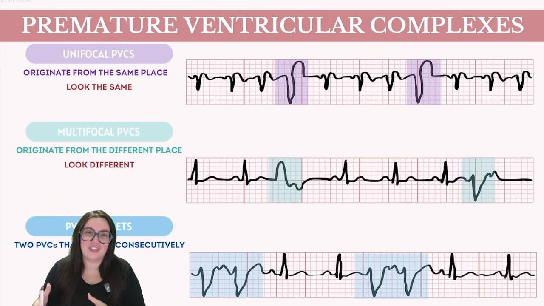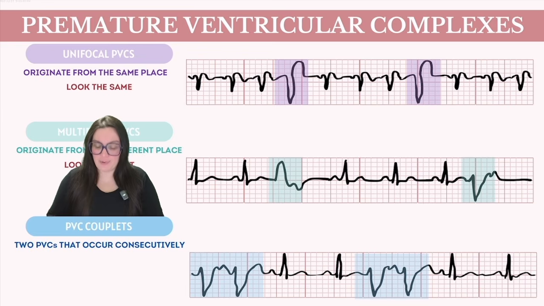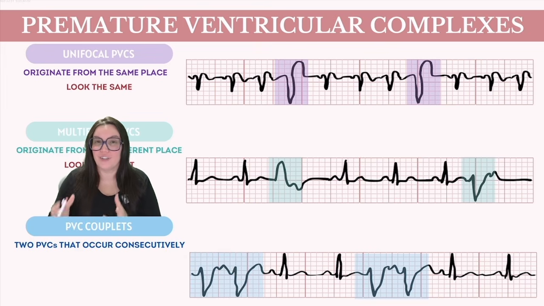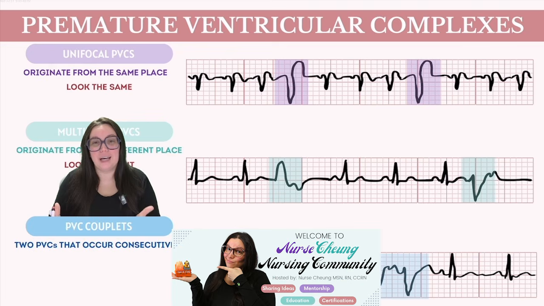and severe electrolyte disturbances. And then we have PVC couplets, which consists of 2 consecutive premature ventricular contractions. This phenomenon indicates that we have a higher degree of ventricular irritability. 2 PVCs that happen back to back can either be unifocal or multifocal in nature. PVC couplets can be more symptomatic than we see with single PVCs, and they can be perceived as palpitations by the individual that's experiencing them.